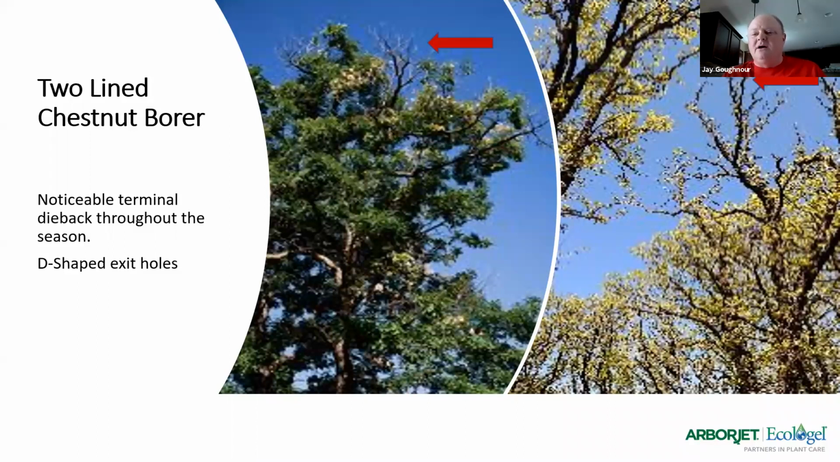And so it can be anywhere in the tree. It can be at the very top. It can be in the middle of the tree. It can be anywhere. But we're looking for these terminal dieback, these branches that have no leaves and these dead branches. And that's where two-line chestnut borer is doing its work. And as these trees progressively get more and more infested with two-line chestnut borer, that's when the tree is going to start to really struggle and probably finish that tree off.